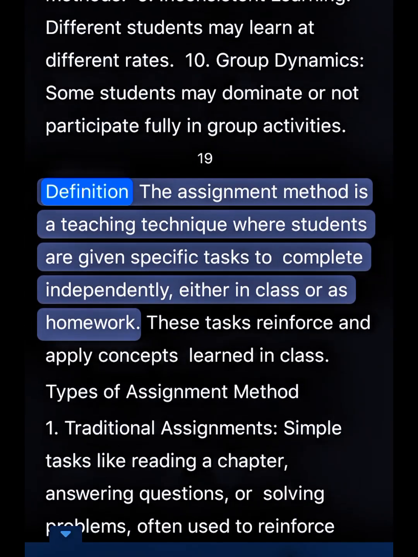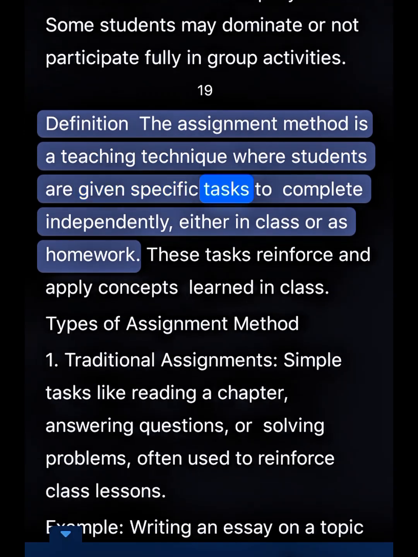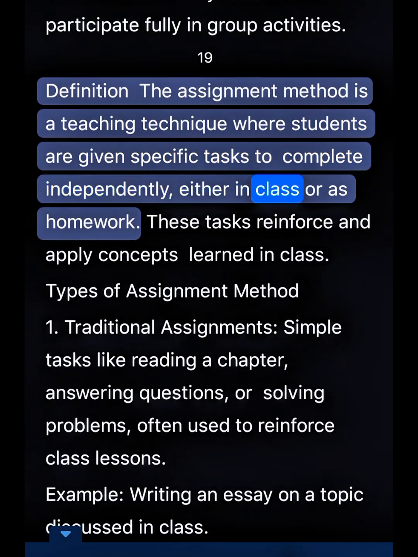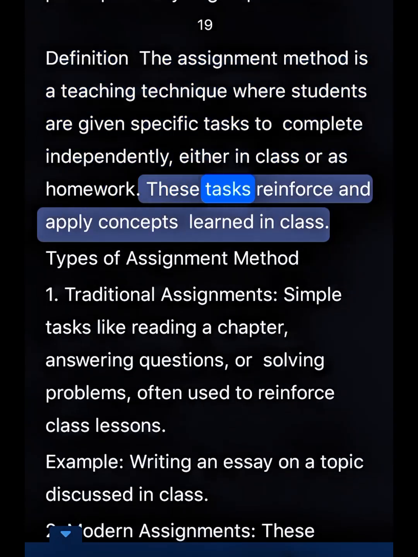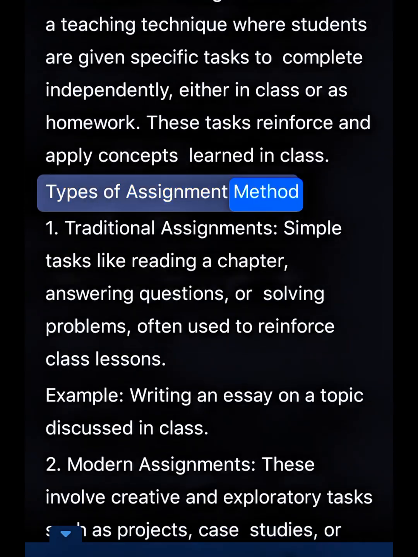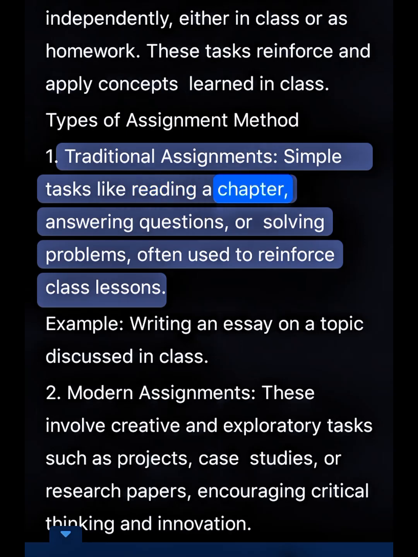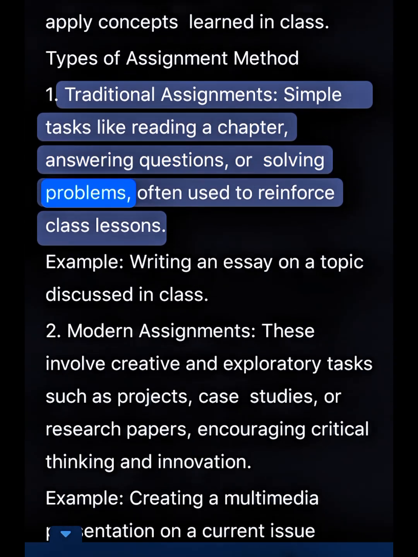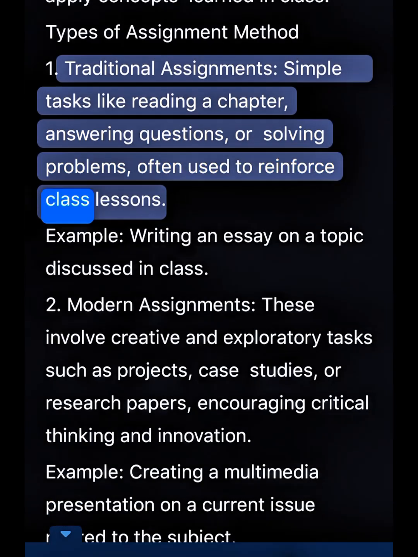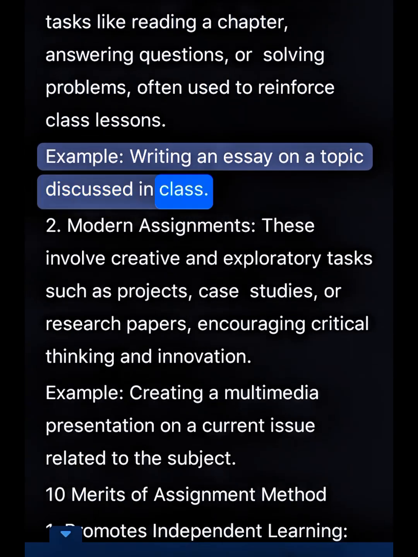19. Definition. The assignment method is a teaching technique where students are given specific tasks to complete independently, either in class or as homework. These tasks reinforce and apply concepts learned in class. Types of assignment method. 1. Traditional assignments. Simple tasks like reading a chapter, answering questions, or solving problems, often used to reinforce class lessons. Example, writing an essay on a topic discussed in class.